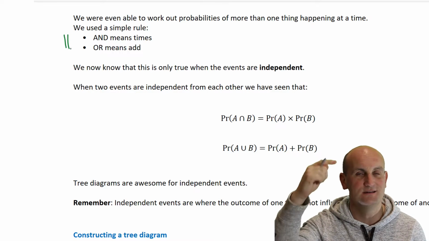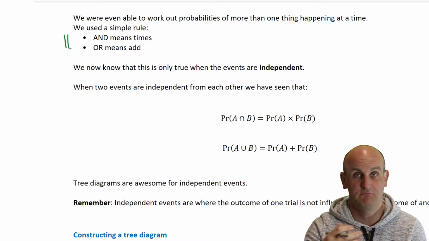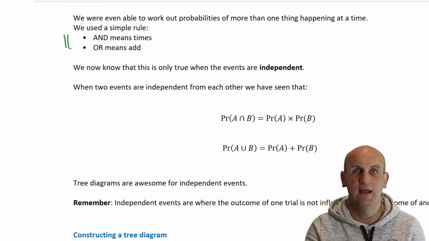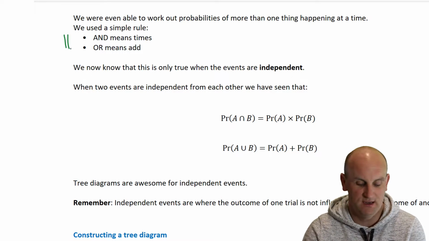But that coin has no basis. It doesn't know what went on before. It doesn't really care what went on before. So we could have a head followed by a head. So that previous coin toss affected the next one in no way whatsoever. And that's what the definition of independent events is.